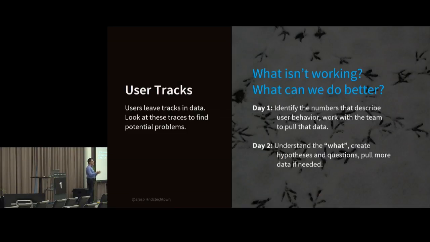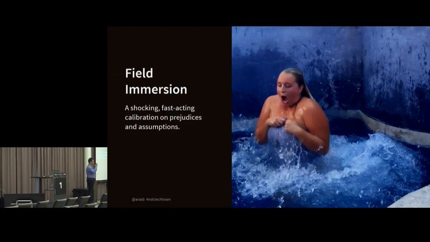So once you have those questions, this is the time where you start identifying what isn't working and what we can do better. On day one, you identify the themes that are going around, you look at your data, and on the second day, you understand what this data means so that you can move forward with a question in hand and enhance it with more data. So now that you have a question, instead of going and randomly asking people what they think about something, you can do something called a field immersion.